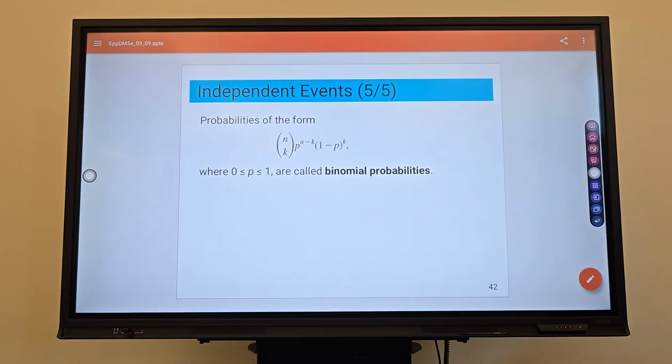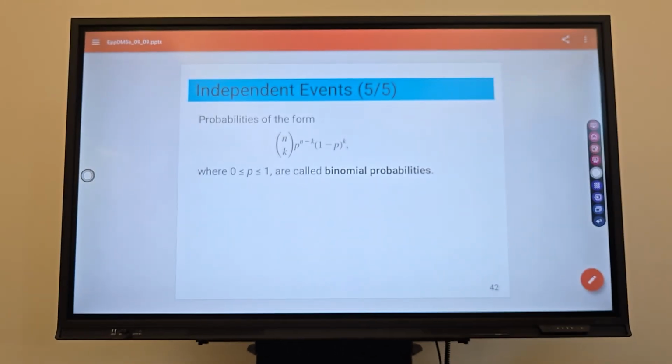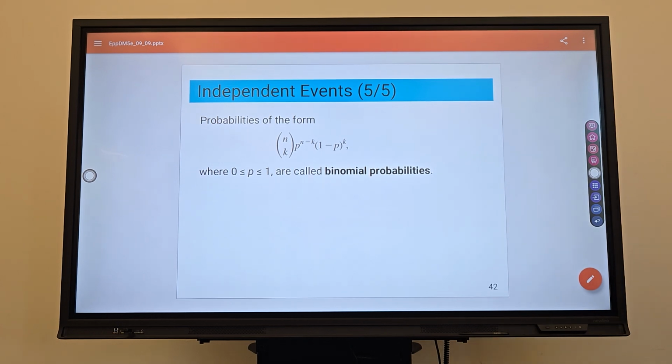Independent events. Just kind of throwing this out here. Probabilities of the form given here, where p is between 0 and 1, are called binomial probabilities. No elaboration, no mention of where this is used, just throwing it out there because that is it for the slides for today.